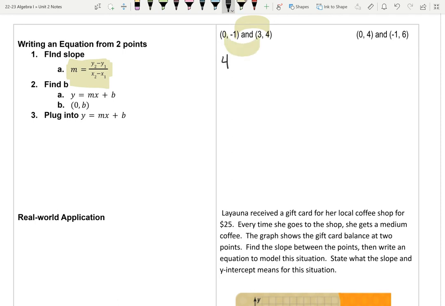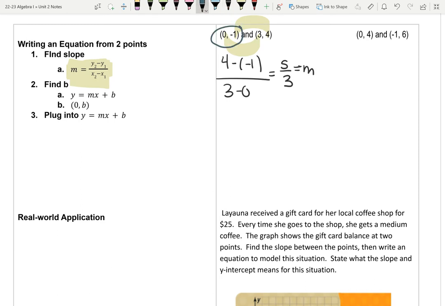So I'm going to do 4 minus -1. Now remember, even though the number is negative, it's still minus a negative. So this becomes like 4 plus 1. And then on the bottom, I'll have 3 minus 0. So this becomes 5 over 3 for my slope. So that's my m. Now your b, this is what's a little bit different.